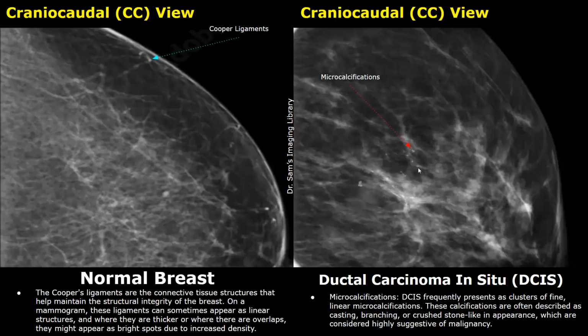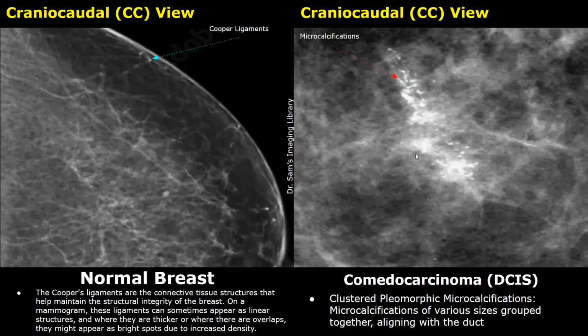But over here we can clearly see microcalcifications in a typical branching linear pattern. Comedocarcinoma is a very aggressive type of ductal carcinoma in situ, and it has this type of appearance. These are clustered pleomorphic microcalcifications, which means that the microcalcifications are of different sizes and they are grouped together, aligning with the duct.